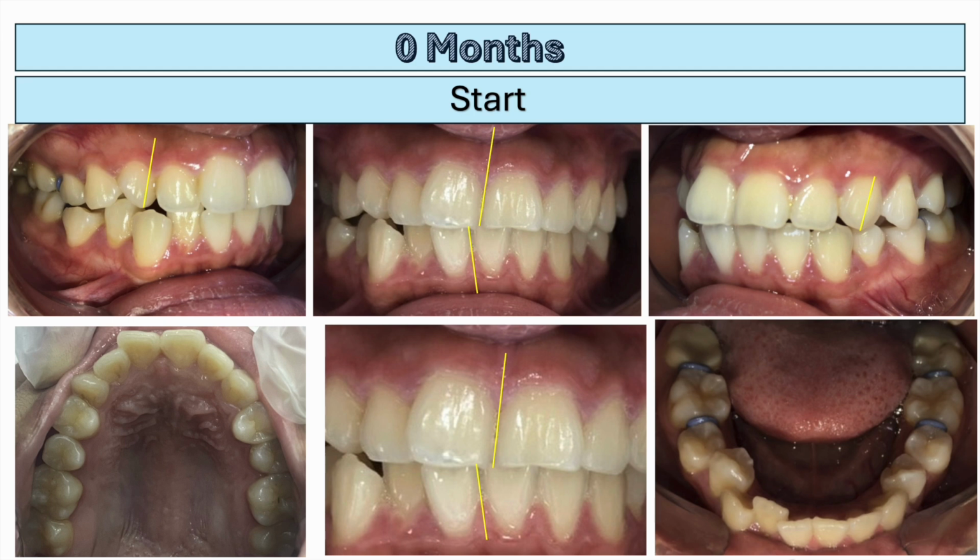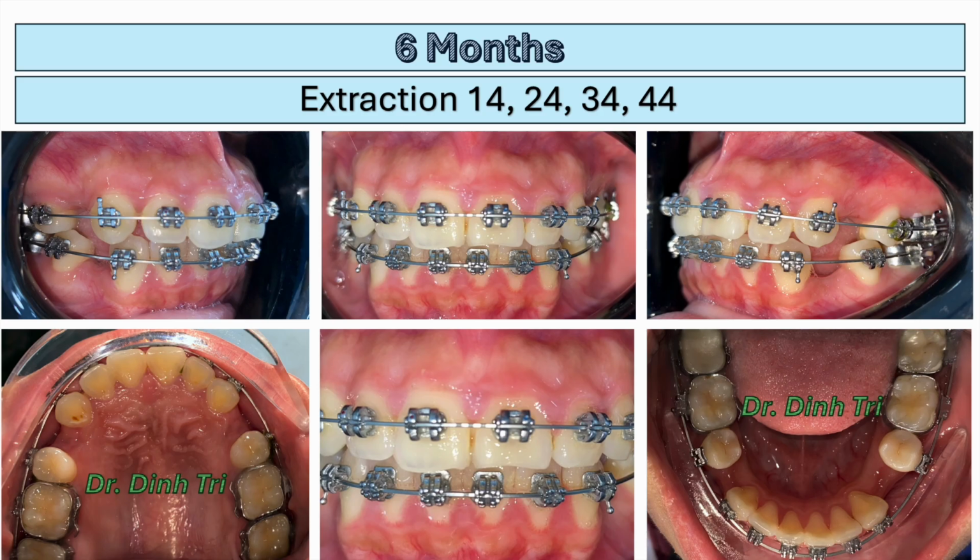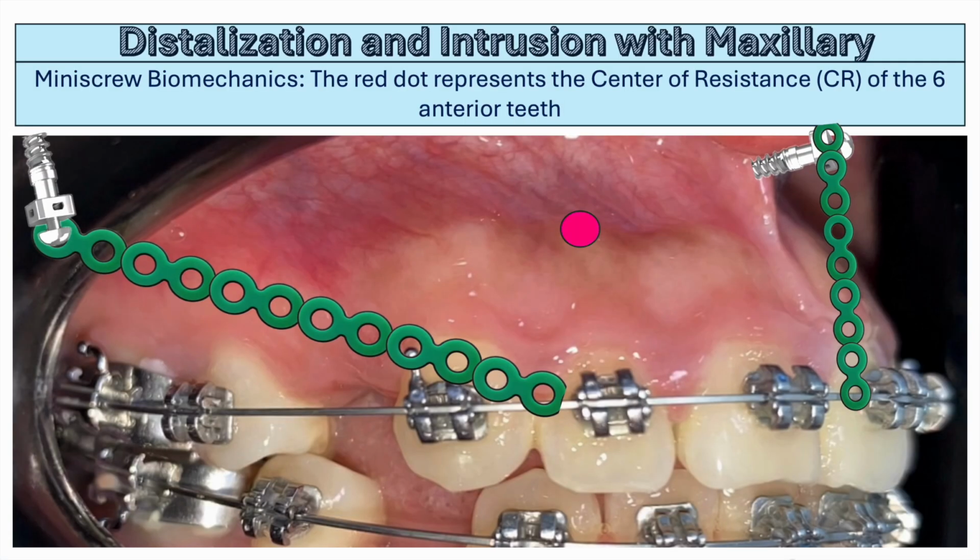And this is the patient at the start. In the first 6 months, we extracted 4 premolars. The extraction spaces were ready for closure. Here you can see the placement of the T80s and the initiation of retraction.